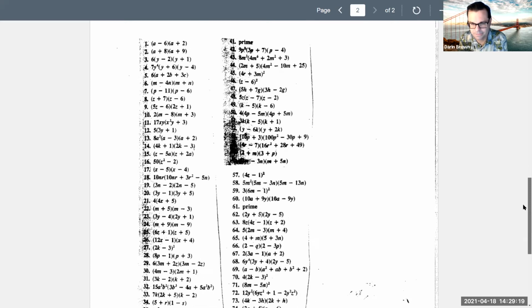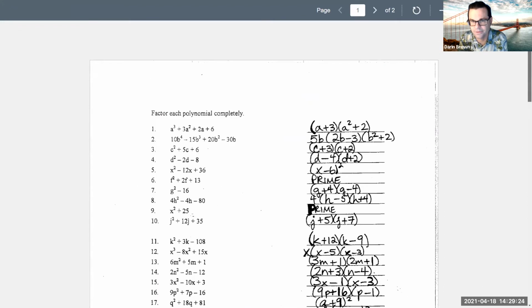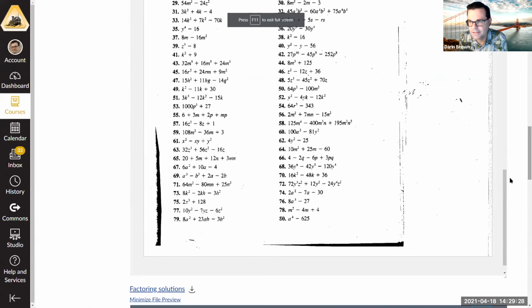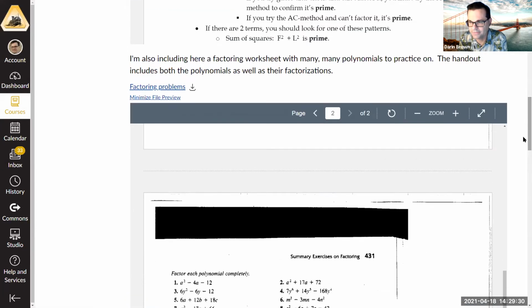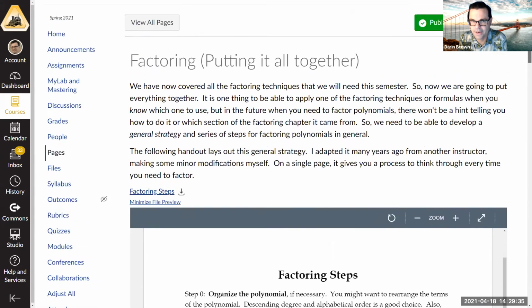So it's a little smudgy in places, but you can see it has the factorization. So you can check your answers to see if you got it right. And this is not a homework assignment that you're going to turn in. It's just for you to have a lot of good problems, a lot of good polynomials to practice.